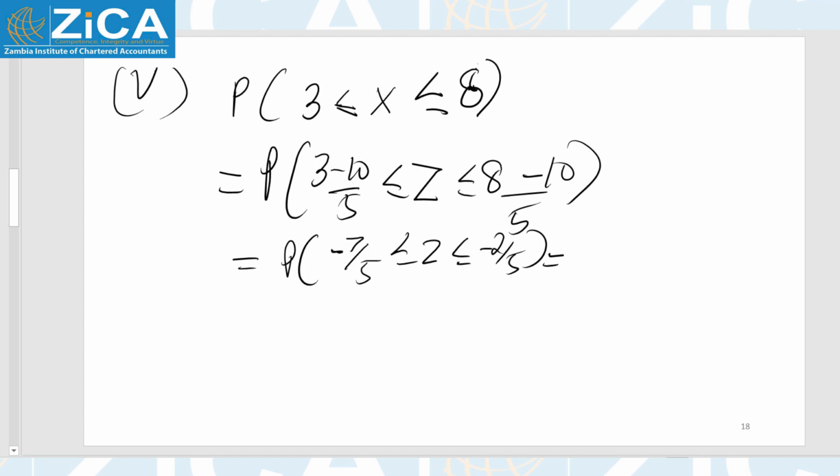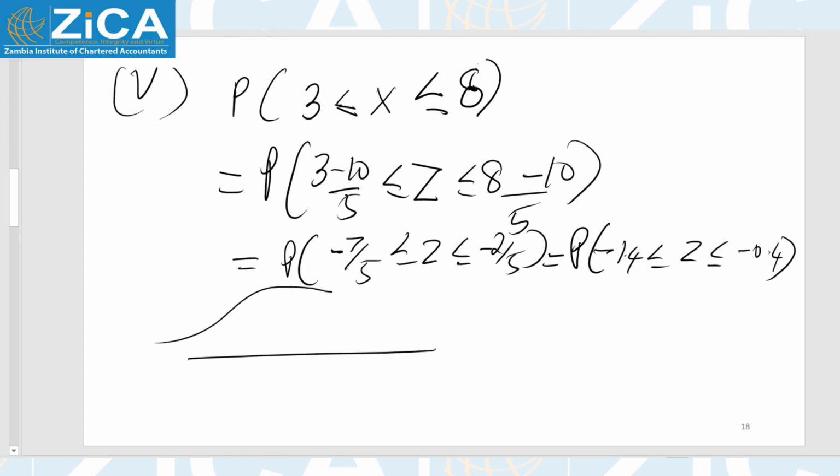So the value of z, you have your 7, divide that by 5, will give you minus 1.4, less than or equal to z, less than or equal to minus 2 divided by 5, which is minus 0.4. You can see you have got all these values on one side, which is negative, with 0 at the right. You have got here minus 1.4, and somewhere here you have got minus 0.4. You are looking for this area. This is the shaded area which you are looking for.